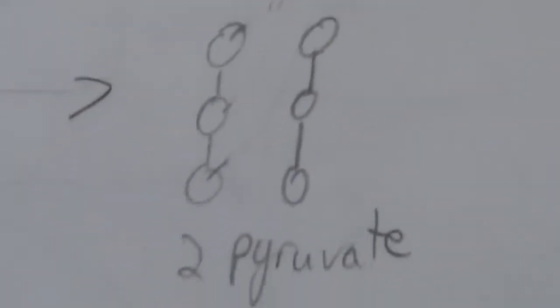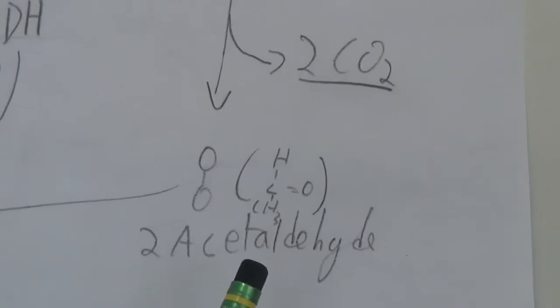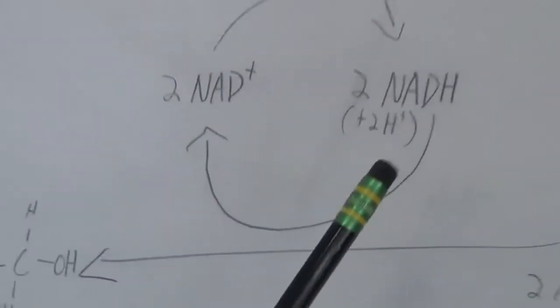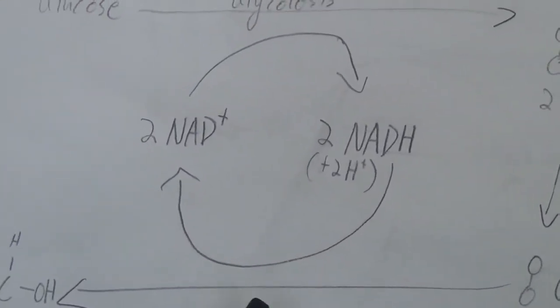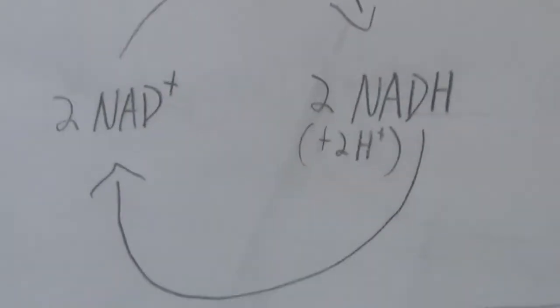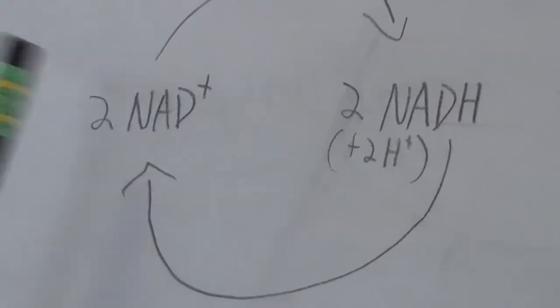The product of this reaction is 2 pyruvates, which then undergo a series of reactions that release 2 carbon dioxide and become 2 acetaldehydes, which then are reduced by the NADHs. So basically the NADs can drop off their H's here, and this becomes 2 ethanol, which is an alcohol. The NADs basically just go around, drop off their electrons, and then go collect more. That's alcohol fermentation.